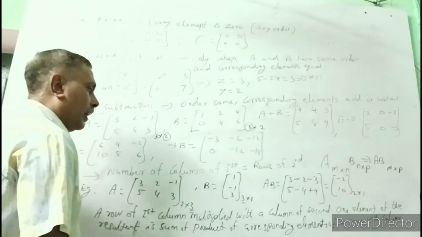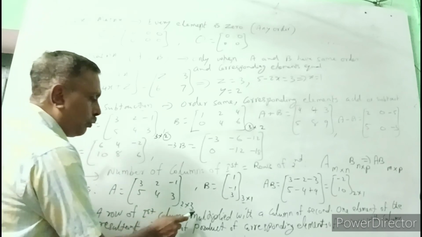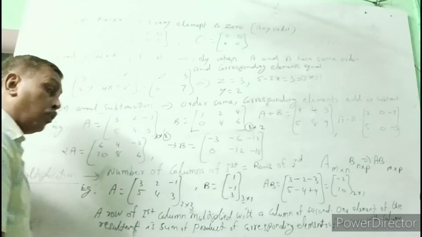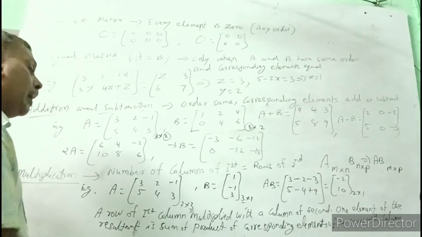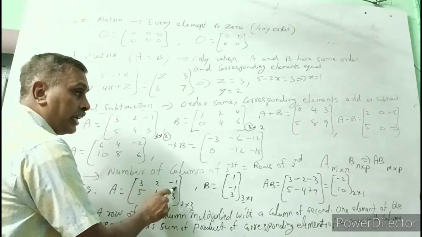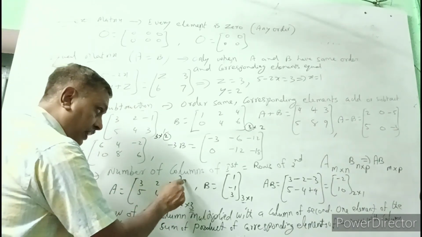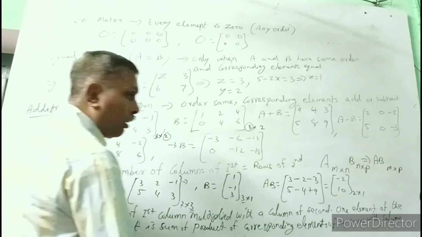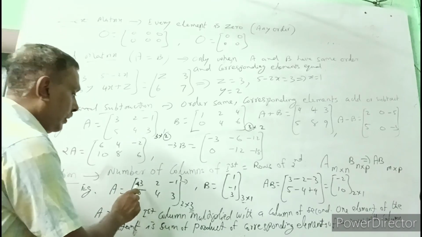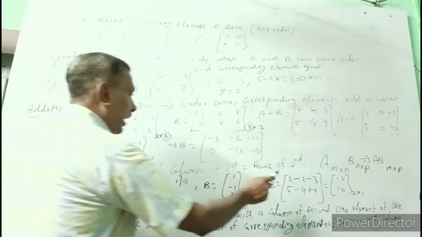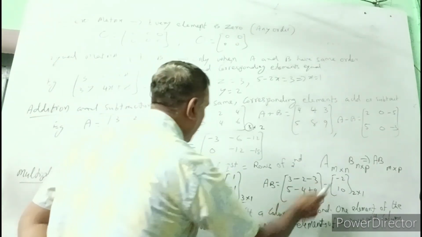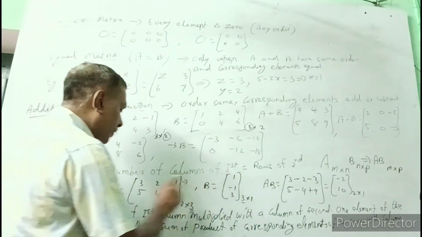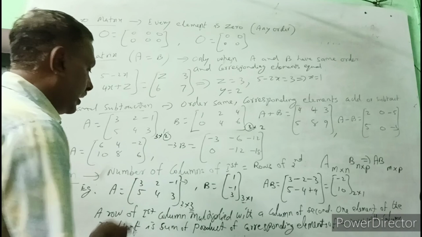AB, how can you multiply? In multiplication, first you check this: the number of columns of the first equals the number of rows of the second. Then only multiplication is possible. Then how to multiply? You take a row of the first matrix and multiply the corresponding elements of the column and take their sum. Say I want to get the AB result. One element of this, this minus 2, I can get it. This row is multiplied with this column, corresponding elements multiplied, and take the sum.